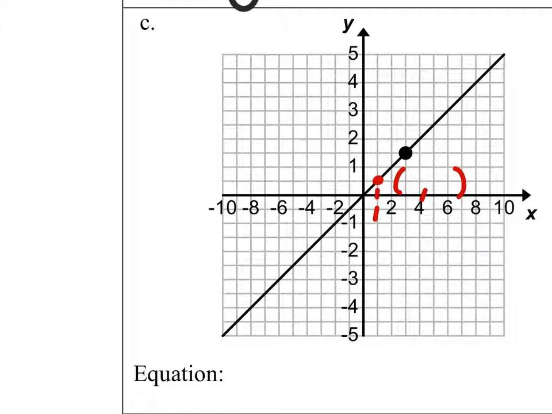Now we have to be careful because the scale is different. So we know the x is 1, but what's the y value? Well, if that's 1, then this is half of that, so it'd be 0.5 or 1/2. So the equation is y equals the coefficient of x, which in this case is 1/2.